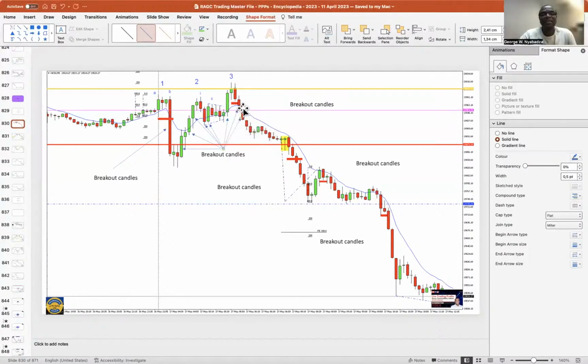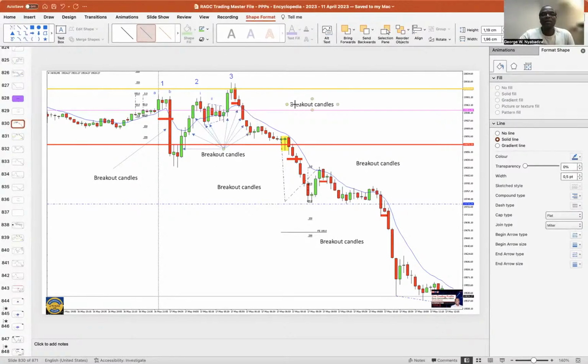That is a breakout candle. Next candle is a breakout candle. The next candle is a breakout candle. So we've got a series of breakout candles here. Okay. And where is the next breakout candle? The next breakout candle is this candle.